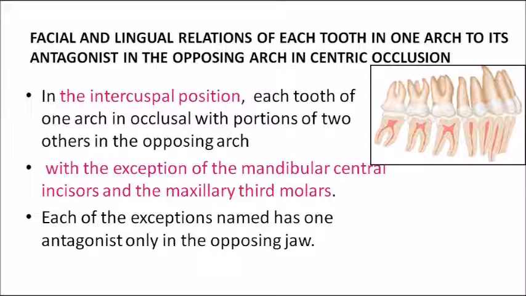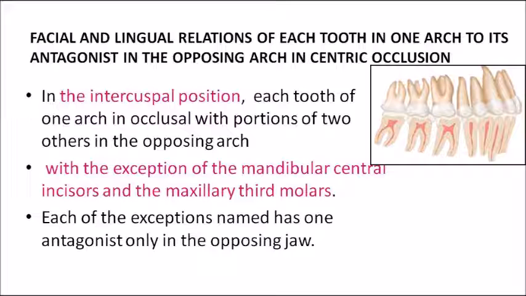Now we will see the facial and lingual relationships of each tooth in one arch to its antagonist in the opposing arch during a centric occlusion. During centric occlusion, each tooth of one arch will be in contact with two antagonists in the opposing arch, except for mandibular central incisors and maxillary third molars. So why do mandibular central incisors and maxillary third molars not have two opposing antagonists? It's because they have only one antagonist in the opposing jaw. If you consider the maxillary third molar, it's just coming into contact only with the mandibular third molar.